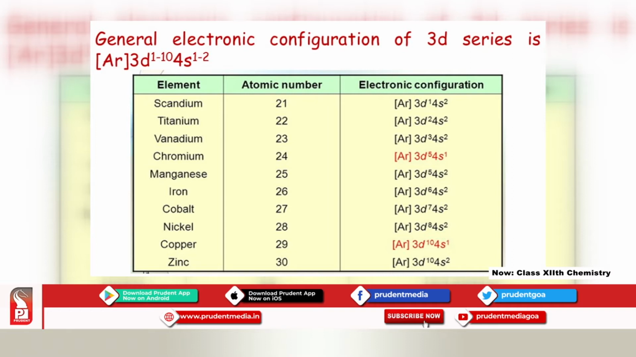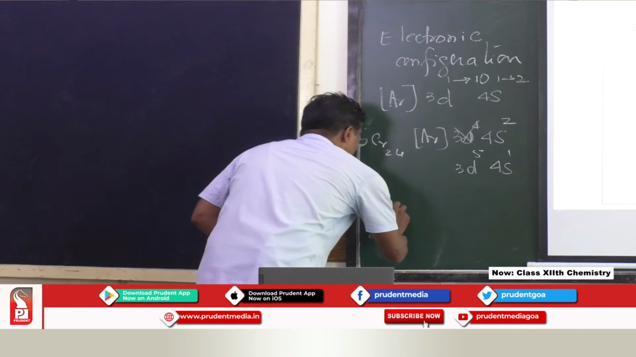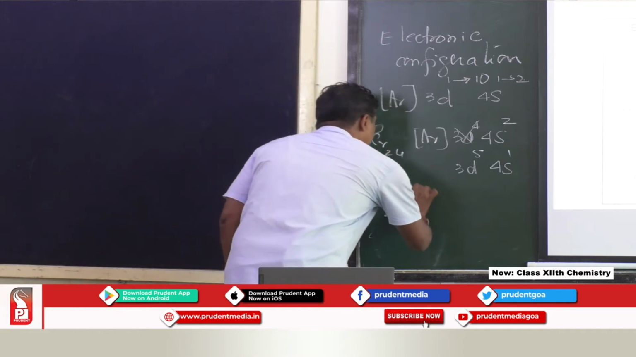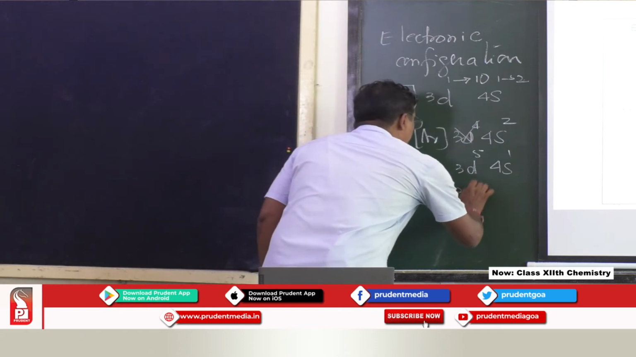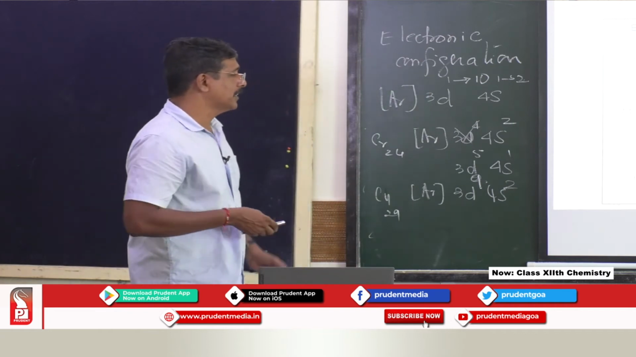And next manganese. In the case of manganese, what happens? The S will fill, it will become 4s2 and it will be 3d5. Argon 3d5 4s2. See here 1, 2, 3, 4, 5, 6, 7, 8. Next see copper. Copper is also the same. Copper, what happens? Copper atomic number is 29. It is supposed to have this electronic configuration: argon 3d9 4s2. But it does not have 3d9 4s2.